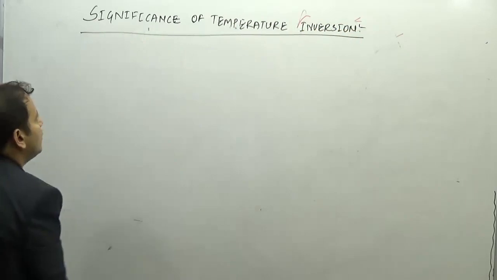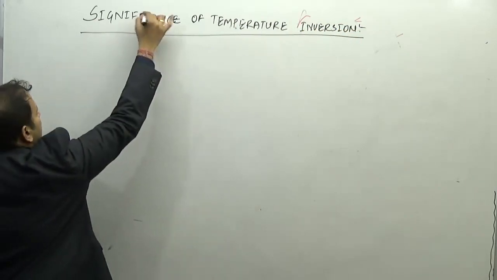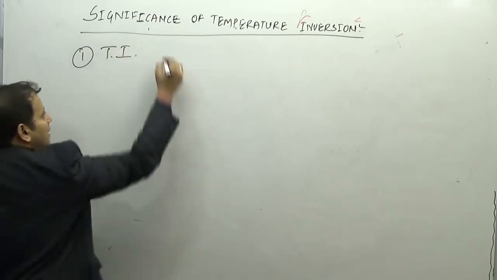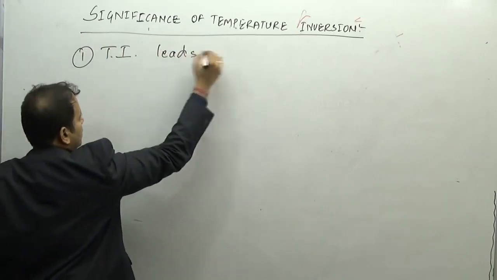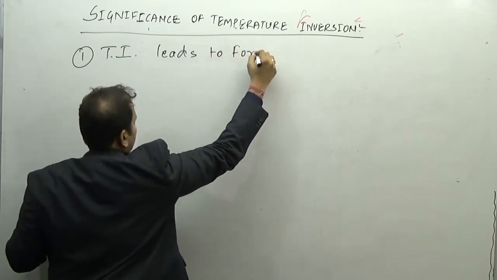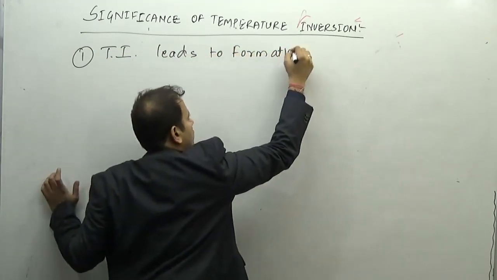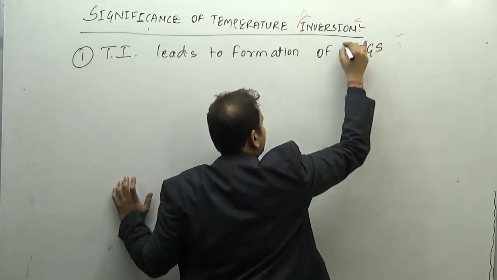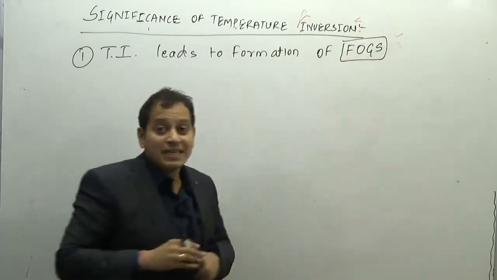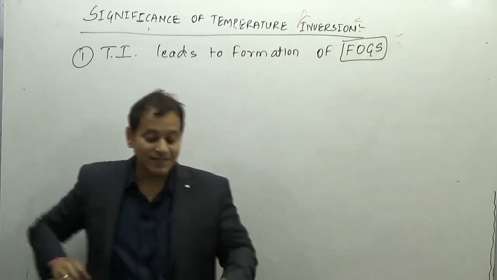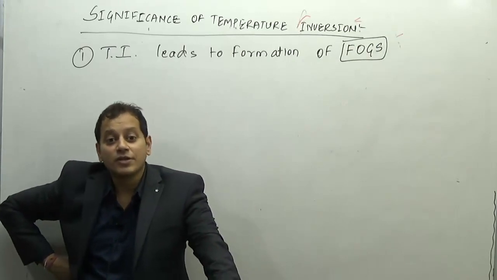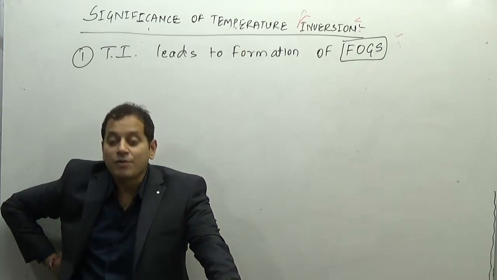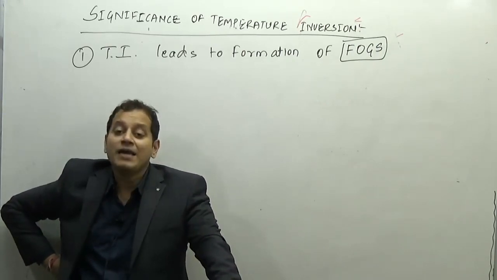Or the importance of temperature inversion. First, temperature inversion, I will use the shortcut here, leads to formation of fogs. So remember fogs, whenever you see the fog, you should remember that it is a temperature inversion. So temperature inversion, that is what I have written here as Ti, leads to the formation of fogs. Now why is fog formed?